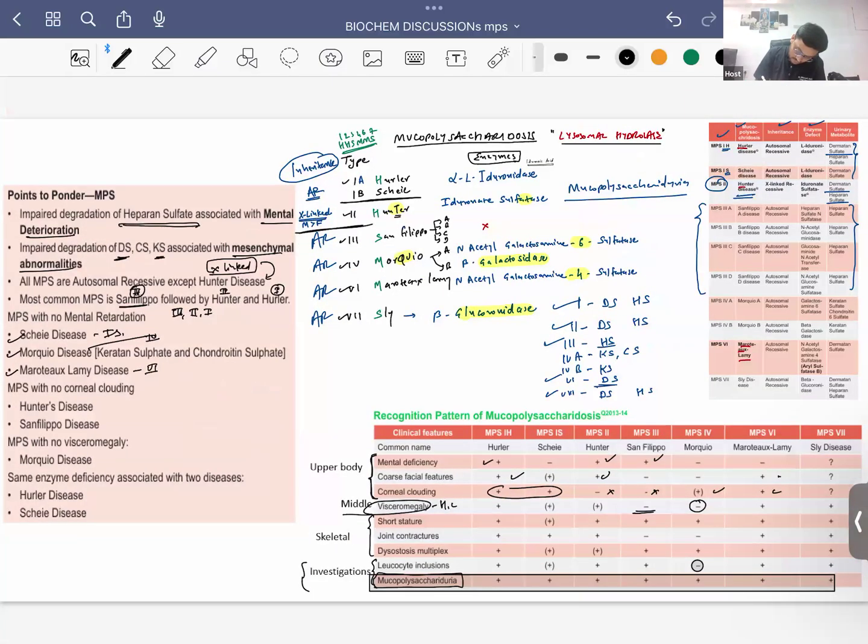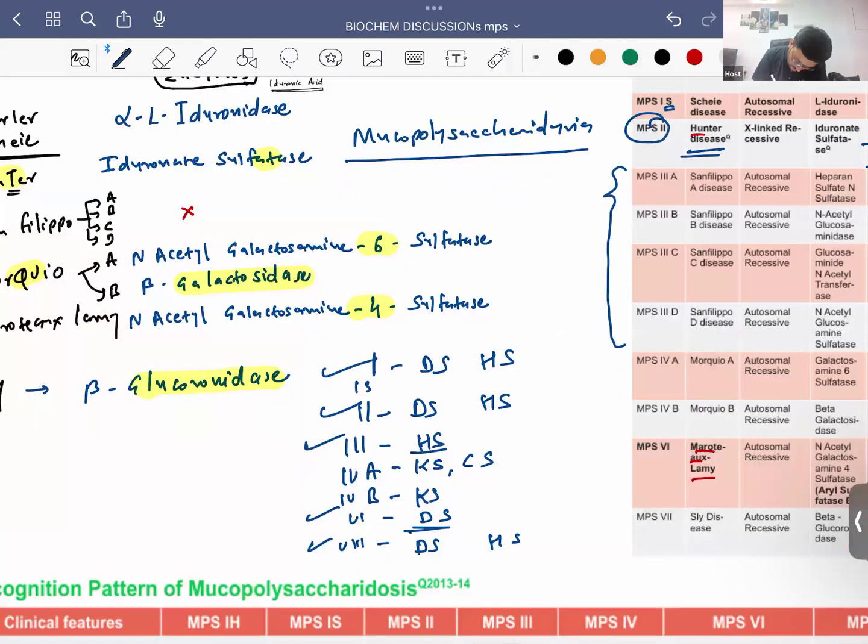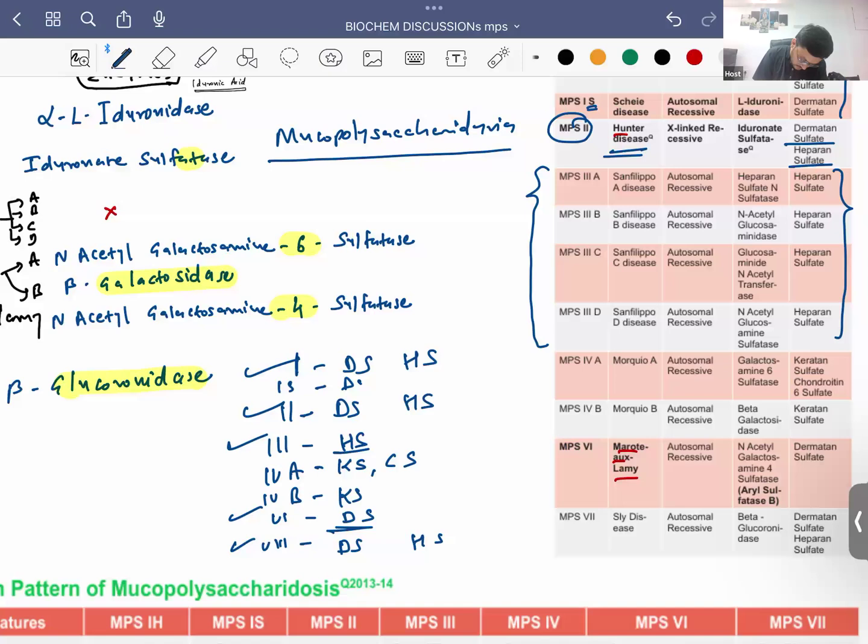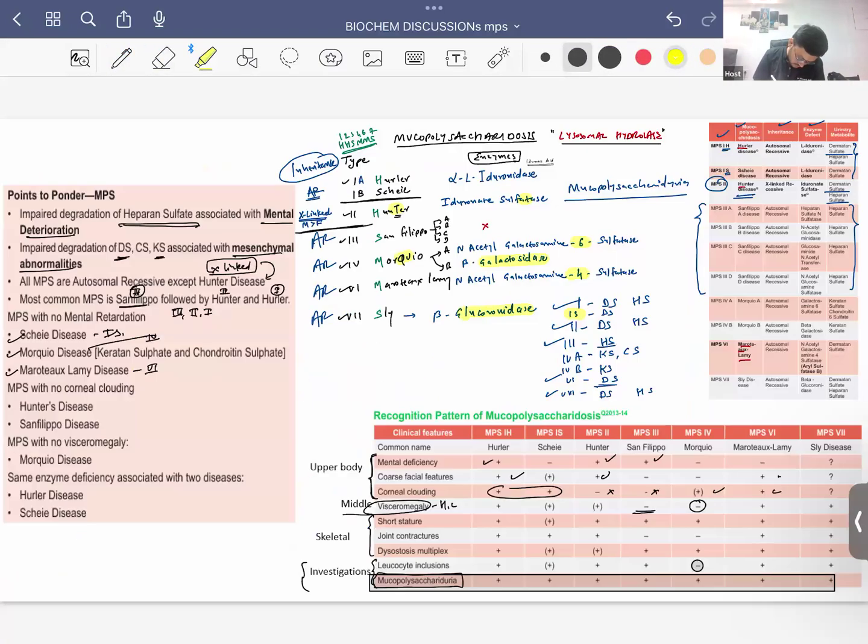So type 1S, which was due to dermatan sulfate, type 4, and type 6. If you see this first point, heparan sulfate is associated with mental retardation. So if you see this, type 1S, type 4, or type 6, none of them has HS involvement.